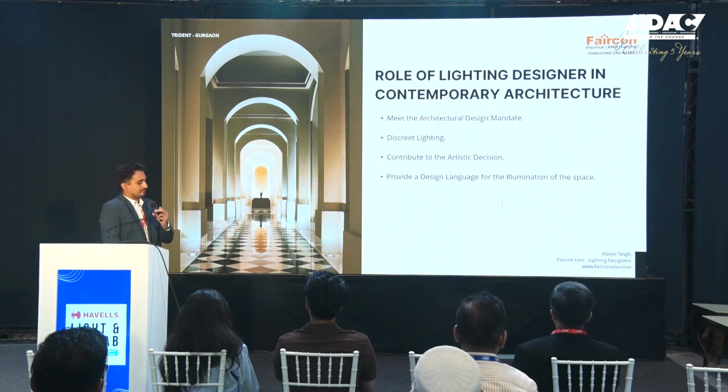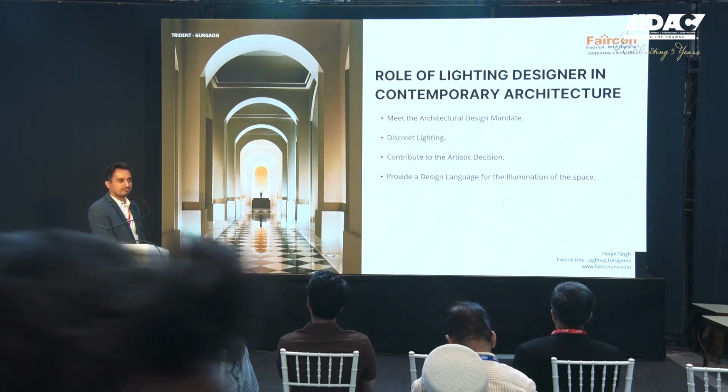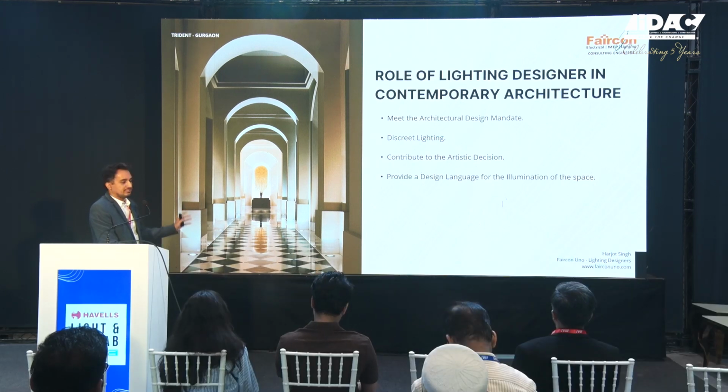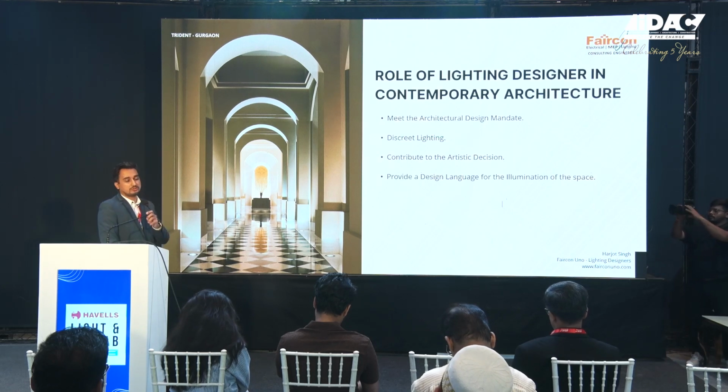So, you can see over here, it's a passageway. The light fixture is not visible on the ceiling at all. It's all on the floor. It is soft, discrete lighting that is being thrown up to the roof of the passage. You have to contribute to the architectural design. You cannot diverge from the vision of the architect. That is the role of the lighting designer.